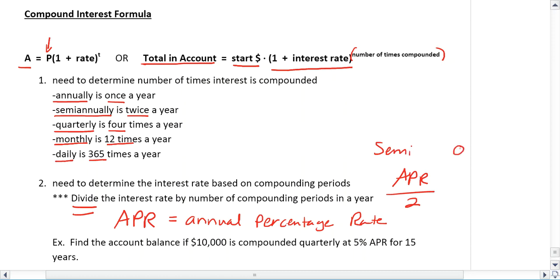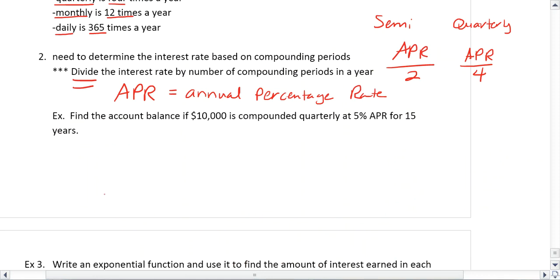If the problem is telling us that we are compounding quarterly, we have to take that annual percentage rate and divide it by 4. If it's monthly, you divide by 12. If it's daily, you divide by 365. So let's look at this in an example.